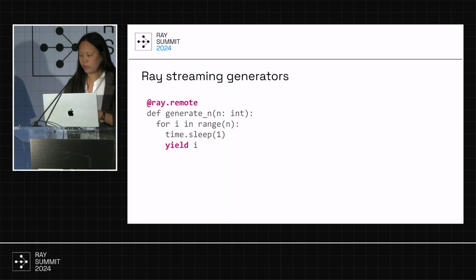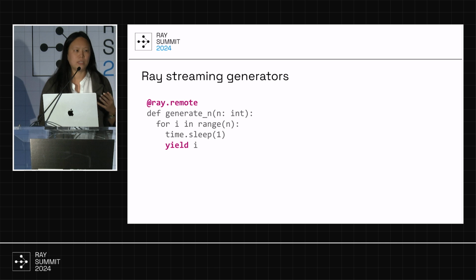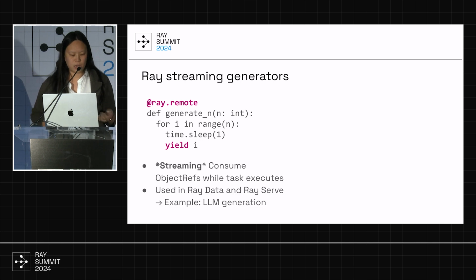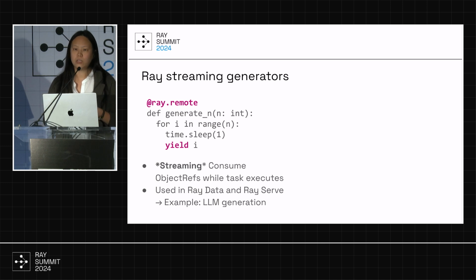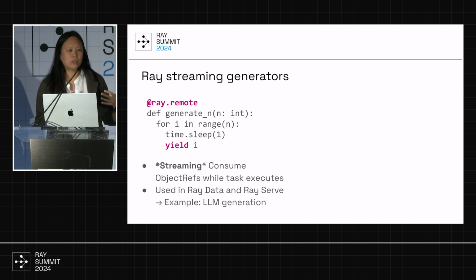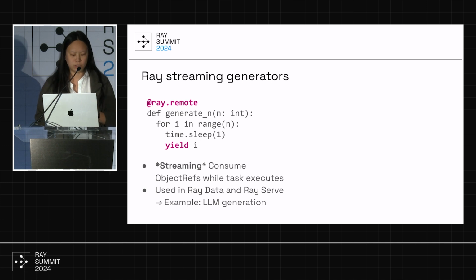So Ray streaming generators, what is this? This is basically the idea of taking a Python generator and now being able to execute it as a Ray remote task. What's new now is that we support streaming behavior, meaning that you can actually consume object refs while the task is still executing. This pattern is already being used today in libraries like Ray Data and Ray Serve. One example in Ray Serve is for LLM generation, where you want to be able to consume some partial results while the model is still decoding the rest of the sequence.